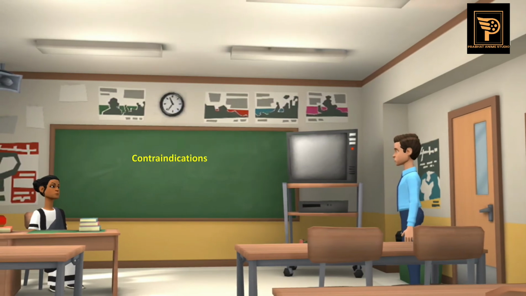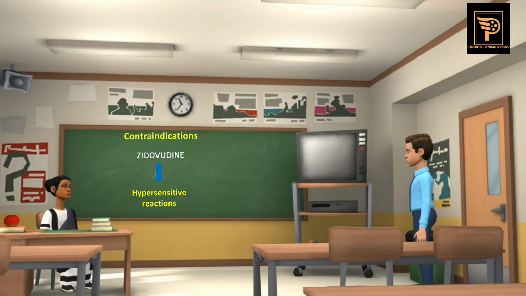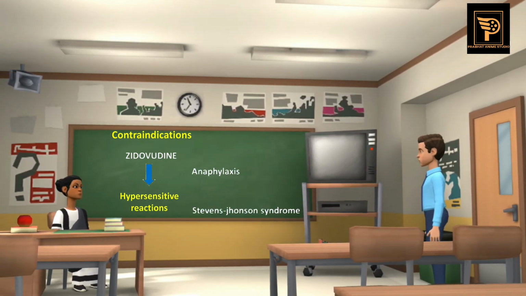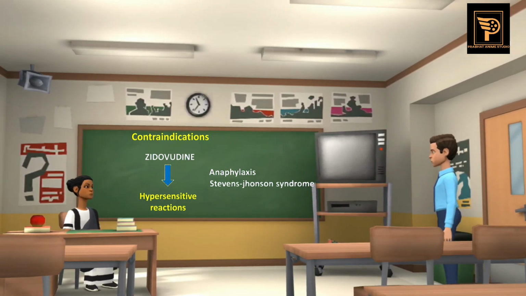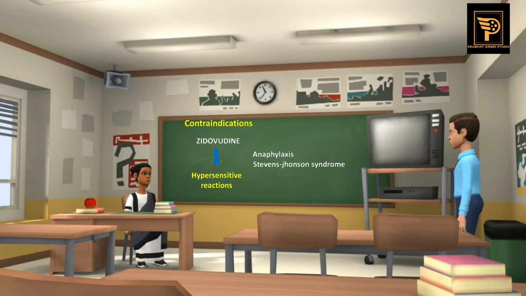What are the contraindications? Azidothymidine is one of the drugs which can produce a few hypersensitivity reactions. Sometimes in patients it can produce severe anaphylaxis as well as Stevens-Johnson syndrome, which is a fatal hypersensitivity reaction. In such conditions, Azidothymidine is contraindicated.